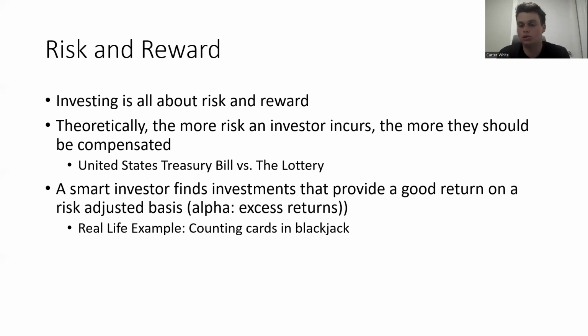What a smart investor wants to do is find investments that provide a good return on a risk-adjusted basis. So the marginal risk that you are incurring above the risk-free rate, you want to be compensated more for that risk. A real-life example would be counting cards in blackjack. Mathematically, if you go into a casino and play blackjack for a really long time, it's impossible to actually beat the casino. But people that count cards, if you've seen the movie The Hangover or Rain Man, can actually beat the casino through this method. This is really a good return on a risk-adjusted basis. They are receiving more of a return than the actual risk that they are incurring. So in the investing world, what we call this is alpha, these excess returns above the actual risk that you are incurring.